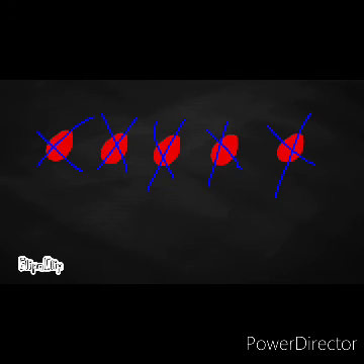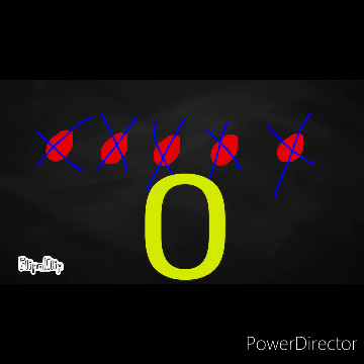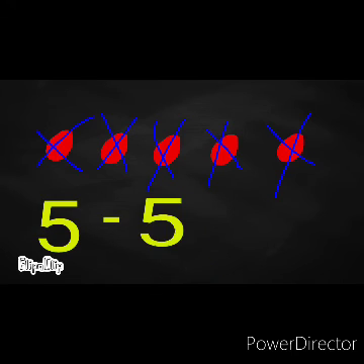There are 1, 2, 3, 4, 5 mangoes on the tree. If you take 1, 2, 3, 4, 5 of those 5 mangoes, you will have 0 mangoes remaining. 5 minus 5 equals 0. Any number taken from itself leaves 0.